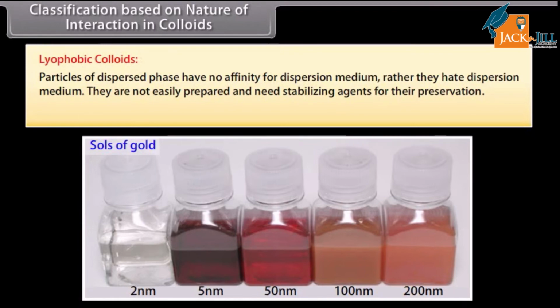They are not easily prepared and need stabilizing agents for their preservation. They are irreversible. They are also called extrinsic colloids. For example, salts of gold, silver, and ferric hydroxide. Classification based on the nature of particles. On the basis of nature of the particles of the dispersed phase, colloids are divided into three categories.